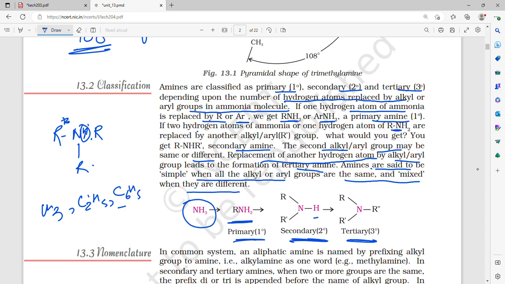Amines are said to be simple when all the alkyl or aryl groups are the same and mixed when they are different. In this case, if I have taken R, R dash and R dash dash, and all of these three are different groups, then we will call this a mixed amine. When they are all the same, then we'll call it a simple amine.